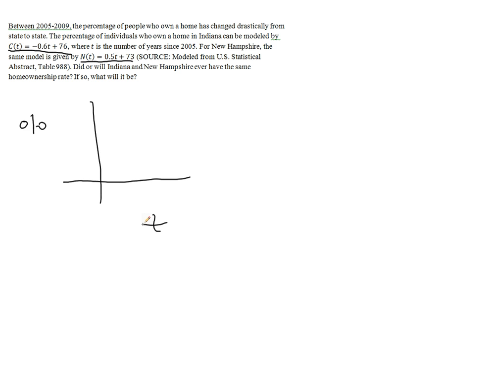A quick way to check is to look at the percentage of homeowners as a function of t, where t is the number of years since 2005, and plot these both together. We know that Indiana starts at 76% and drops at a rate of 0.6% per year, so it's going to go this direction. Similarly, New Hampshire starts at 73% and rises at a rate of 0.5% per year. It does appear that eventually they're going to intersect, because one's going down, one's going up, and where they are relative to each other will ensure that they cross.